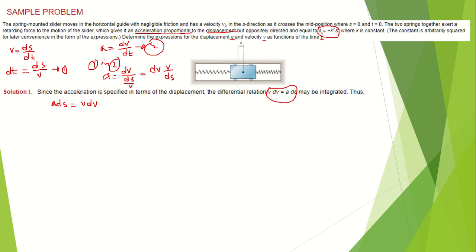But we are given a equal to minus k squared s. So let's follow this expression, class, interchanging the position. We have v dv equal to a ds.